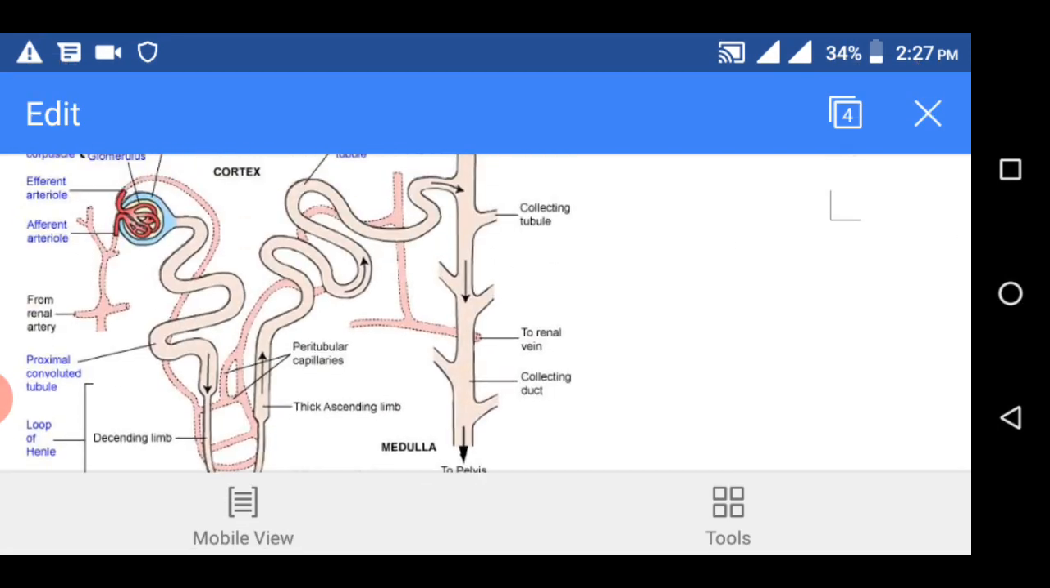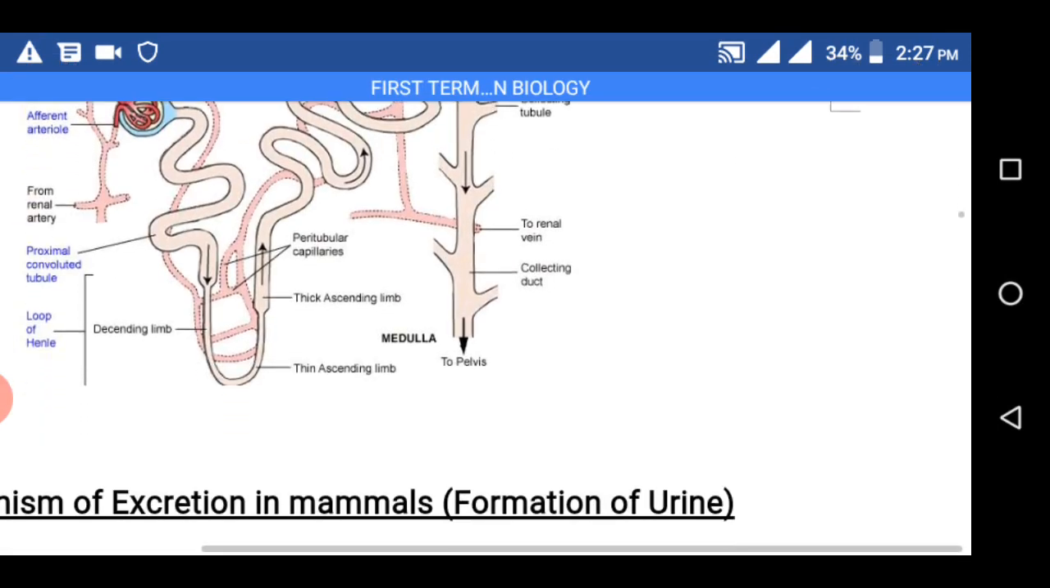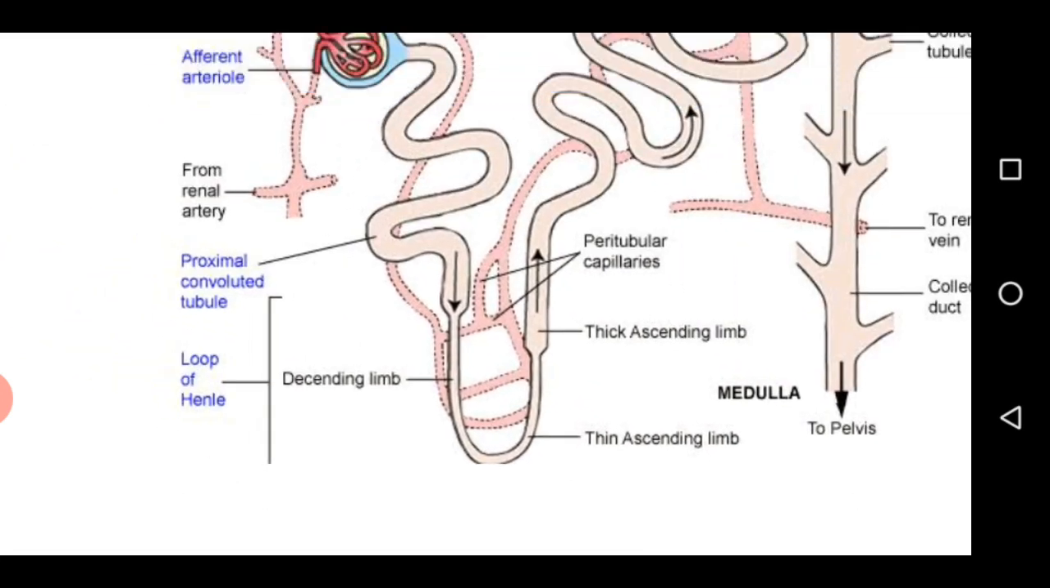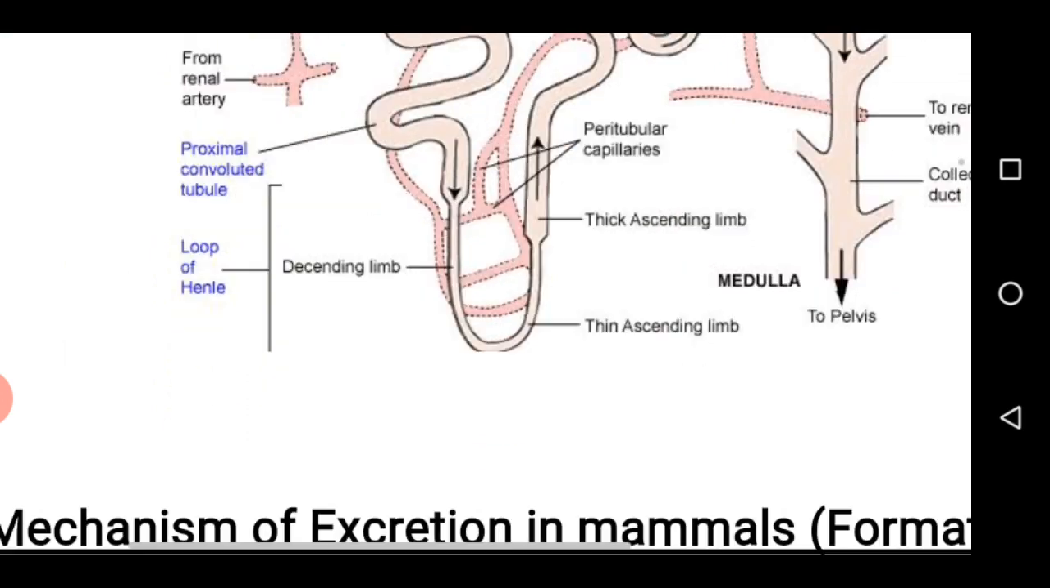So in the diagram, I hope you can see the proximal convoluted tubule as well as Henle's loop. That is the region where selective reabsorption occurs, where some materials that are still useful to the body are reabsorbed back into the blood capillaries that surround the tubules. Don't forget that there are a lot of blood capillaries around the urinary tubules. So when reabsorption occurs, materials that are reabsorbed enter back into the many blood capillaries that surround the urinary tubules.